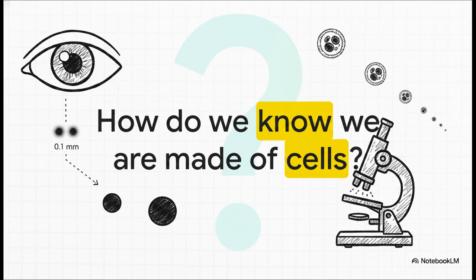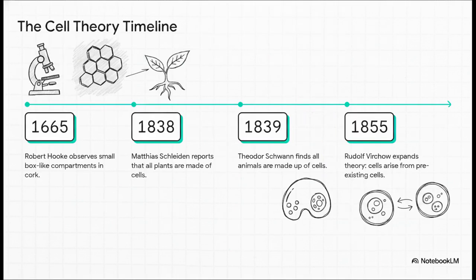Think about this for a second. The absolute limit of resolution for the human eye is just 0.1 millimeters. If two dots are closer together than that, they just blur into one. Since a typical cell is way beyond our naked eye's limit, how on earth did we discover them? Well, the answer is lenses.